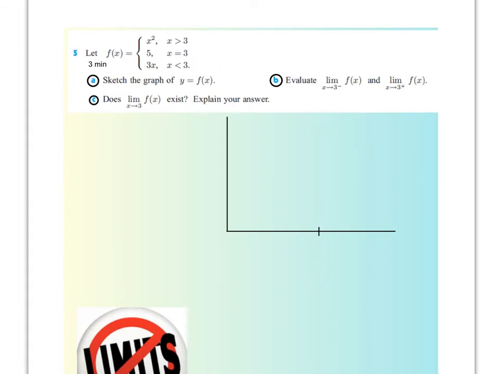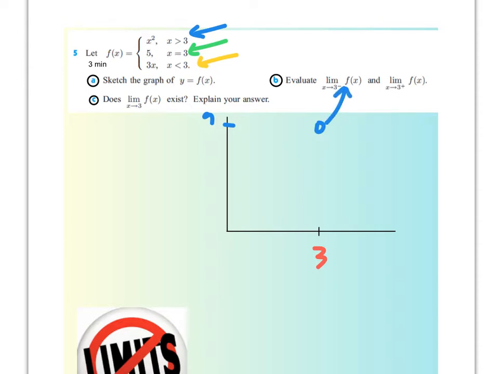Let's sketch a graph of this. This is going to be kind of crazy. Okay, so I'm assuming that this would be 3. Let's do this in blue, in green, in yellow. Okay, so x squared where x is greater than 3. So this would be a 9, not to scale clearly. Okay, so just bear with me here. It's not going to be perfect.